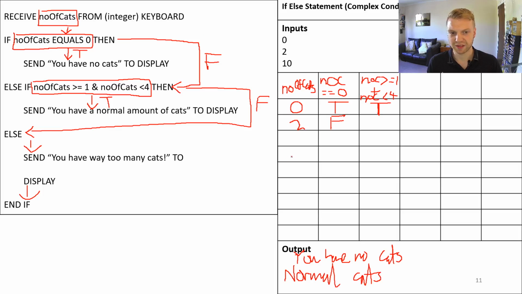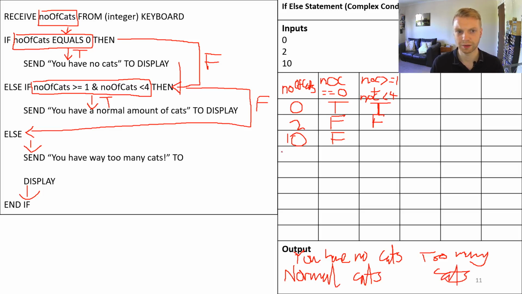Get the number of cats from the keyboard. It is 10. If the number of cats is equal to 0, 10 is not equal to 0. So again, it's F. If number of cats is between 1 and 4, 10 is not between 1 and 4. So we put an F here. So we follow this F path, follow this F path, and then we get to the else, and you just write too many. I can't even fit all that in, so I'll just write too many cats. And that's how it's done.